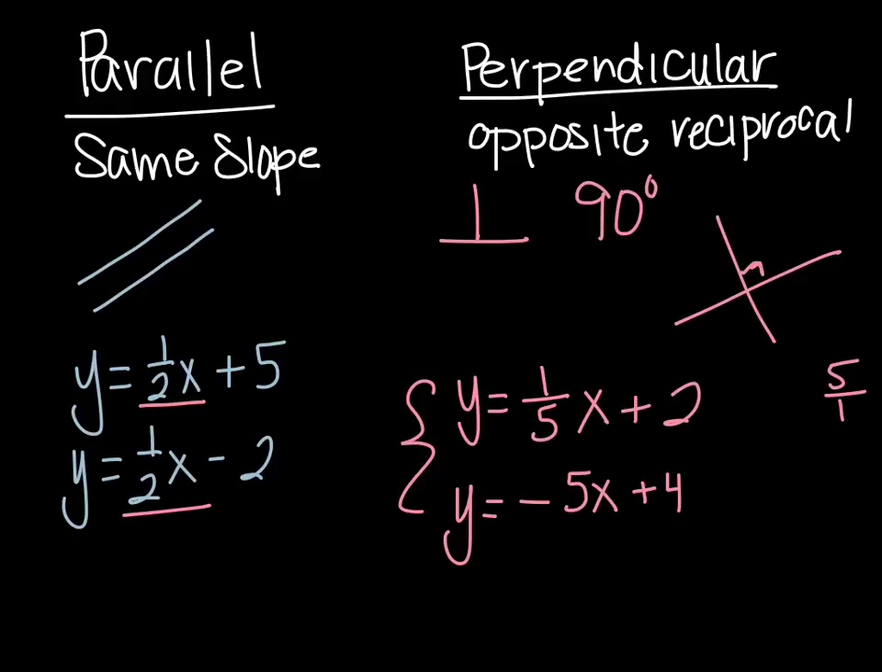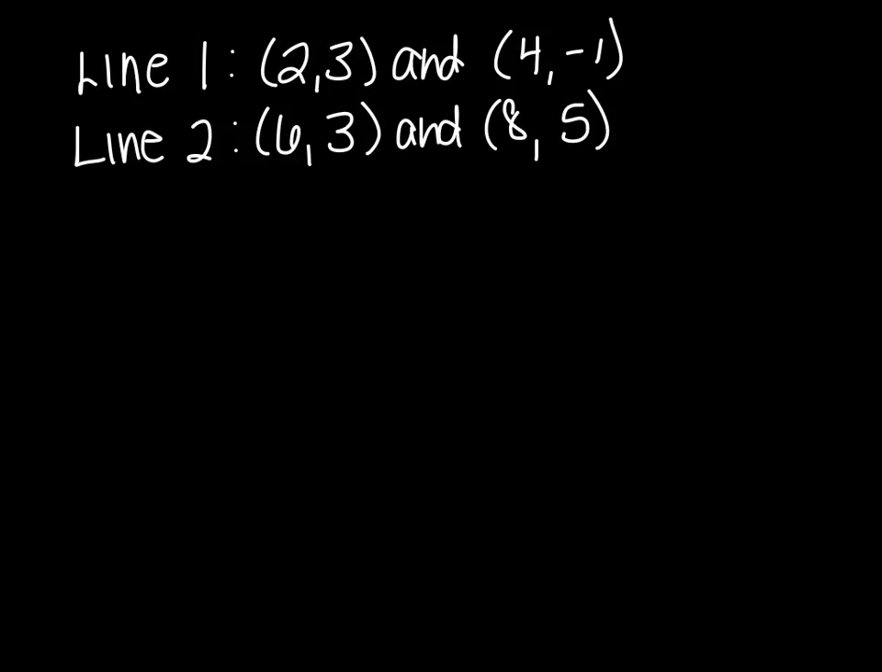You're going to see problems that give you line 1 and line 2, and they're going to ask you, are these lines parallel, perpendicular, or neither? Well, how can you tell? I'm going to have to find the slope of both. If they're the same, it's parallel. If they're opposite reciprocals, it's perpendicular. And if it's not one of those two, then it's neither.